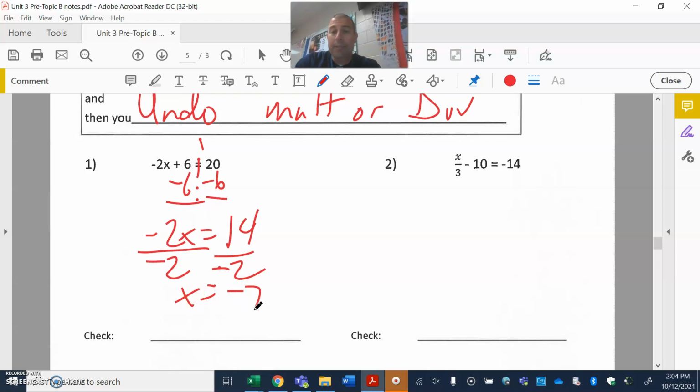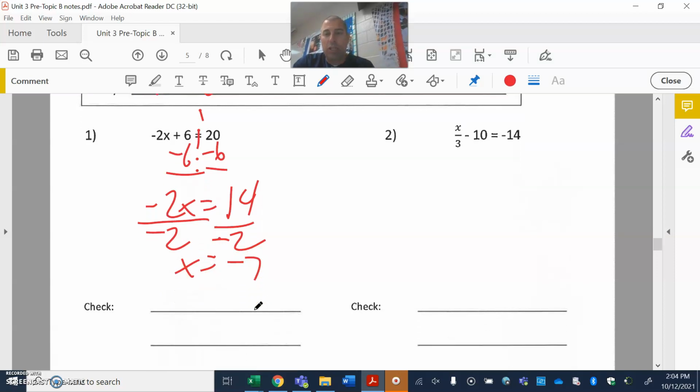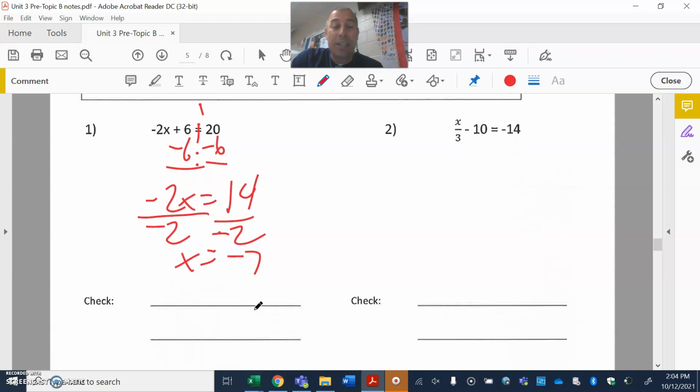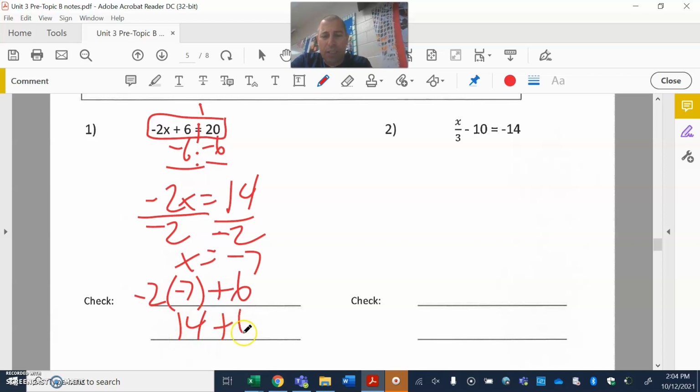So to check it, we're just going to simply plug it back into the original problem. So I'm going to plug it back into where I started. That's going to be negative 2 times negative 7 and then plus 6. Negative 2 times negative 7, well, that's a positive 14. 14 plus 6, does that equal 20? Absolutely it does.